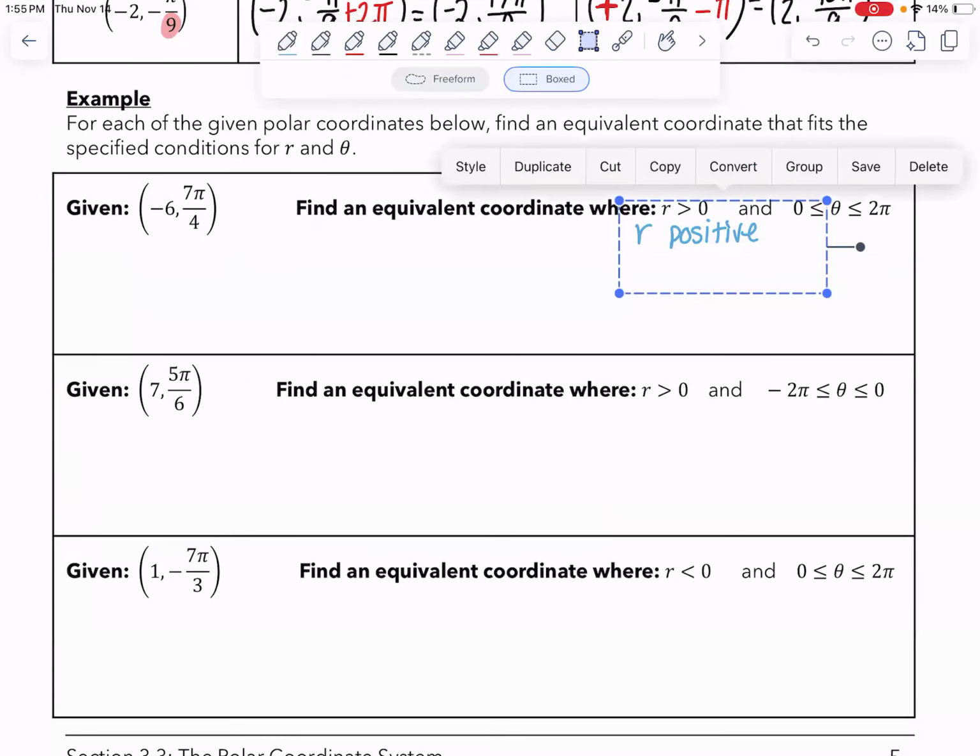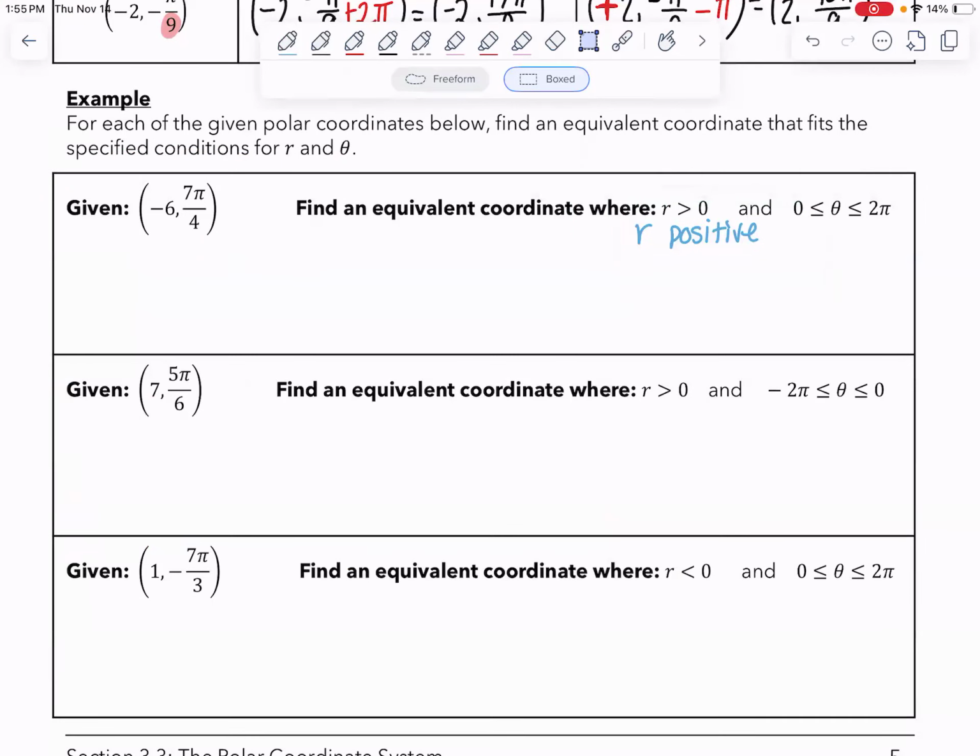That's what that means right there. R is positive. And then the 0 to 2 pi thing is saying that the angle is between 0 and 2 pi. So the angle needs to be positive. It needs to be between 0 and 2 pi. As that relates to denominators of 4, which is what we're working with, we're looking at staying within 0 to 8 pi over 4.